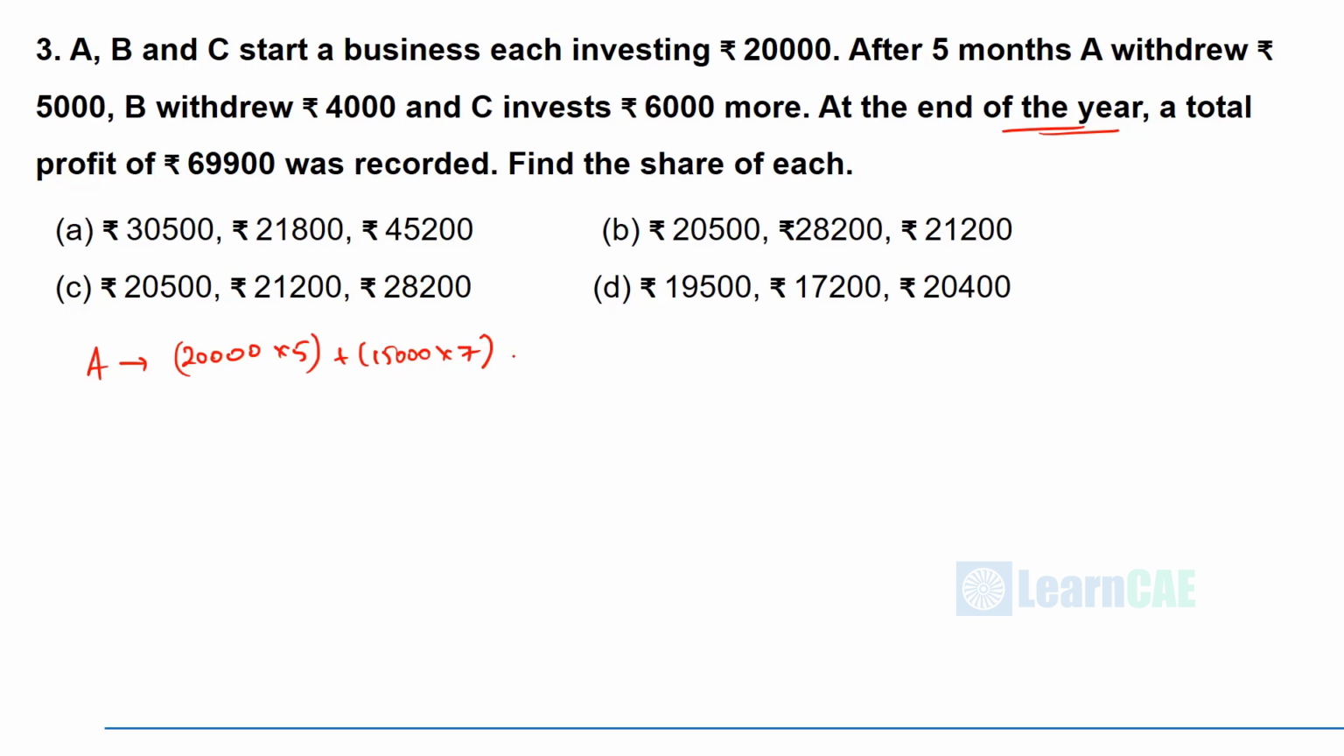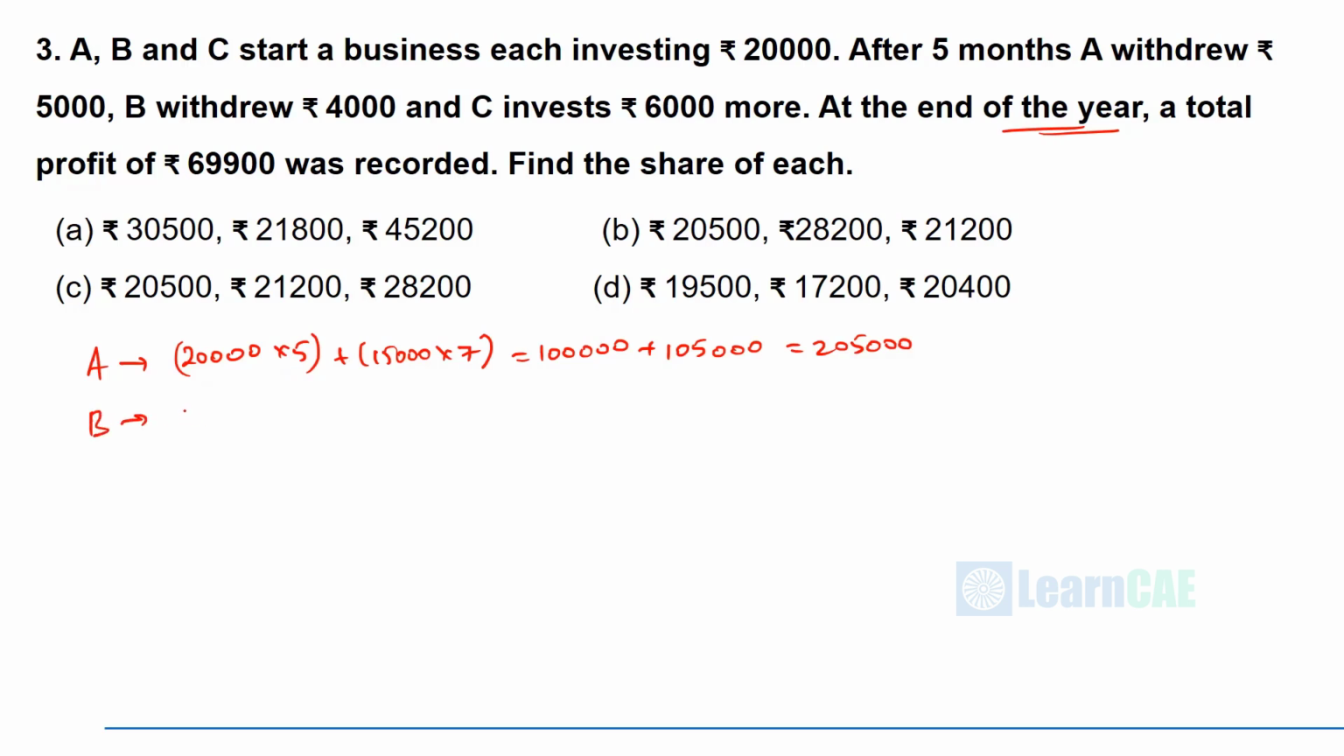Okay, we shall find this first. This will be 20,000 into 5. This is 1 lakh. Again, this will be 5 sevens are 35, 3, 1 7 is 7, 8 9 10, 105 followed by 3 zeros. This is equal to 205 followed by 3 zeros. Okay, this is A's investment, that is the product of capital and time they were holding in the business.